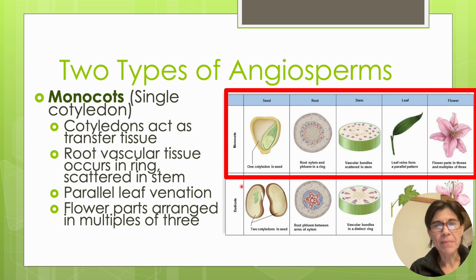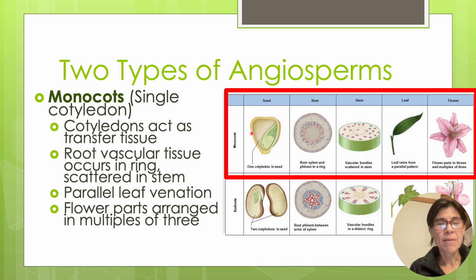So here I have the monocots circled. So monocots have one cotyledon. That's where mono means one, cot for cotyledon. Cotyledons are seed leaves. Cotyledons act as transfer of tissue and nutrients into the little embryo that grows in the seed until it's able to get above ground and photosynthesize on its own.